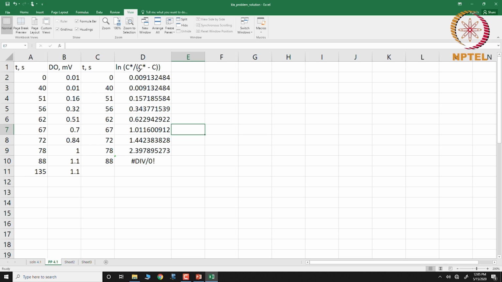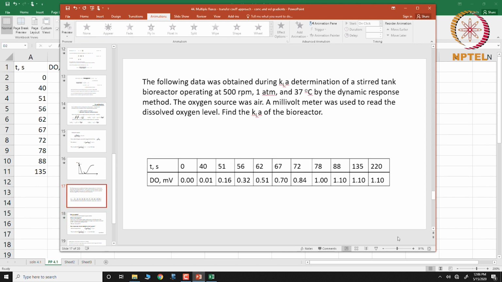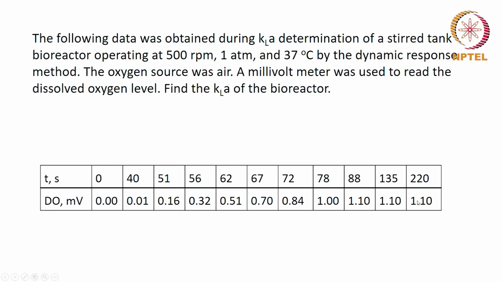You need to find the C star value. What is the C star value? It is going to be 1.1. Why? Go back to this. What is C star? This is the value that is in equilibrium with the gas phase concentration. So you see here the data, in millivolts itself, 1, 1.1, 1.1, 1.1. It has reached saturation here, or it has reached equilibrium conditions here. So this is the value that you're looking for.